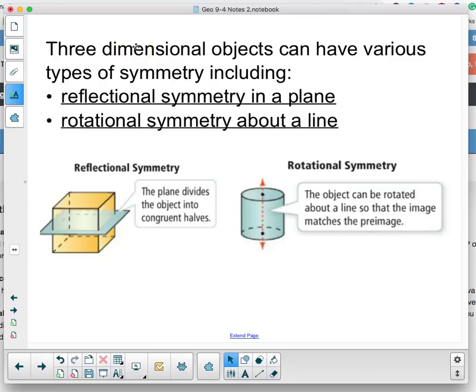Moving on, 3-dimensional objects can have various types of symmetry, including reflectional symmetry in a plane or rotational symmetry about a line. Now, reflectional symmetry is a big deal. Reflectional symmetry in a plane means I can take a plane, say a mirror, and move that along the object, and as soon as I stop at a certain point, it looks like the object extends down below it. And that's that symmetry.